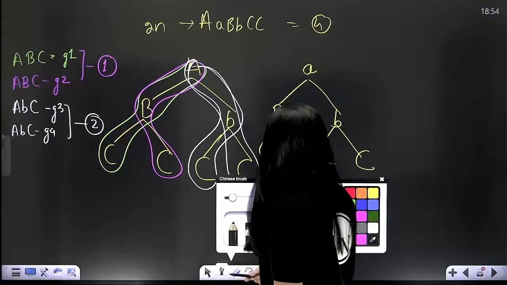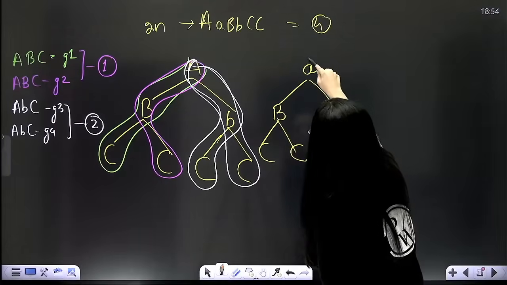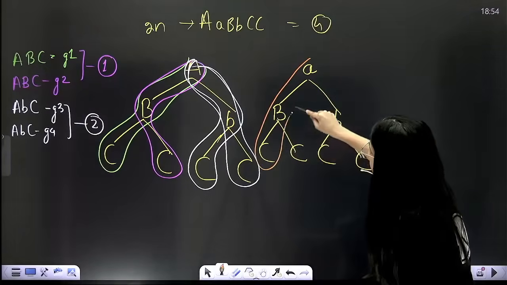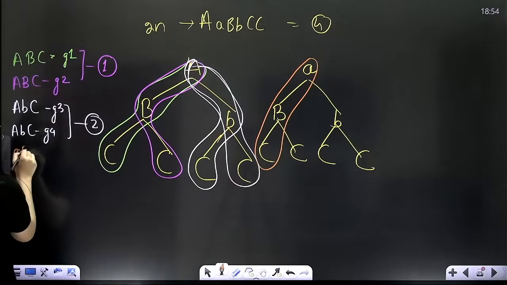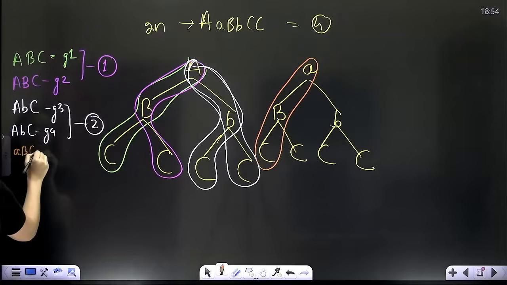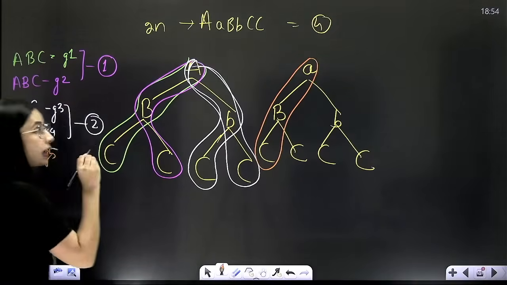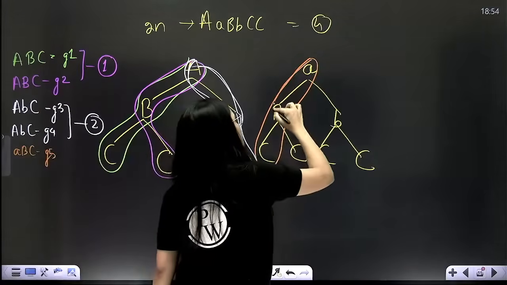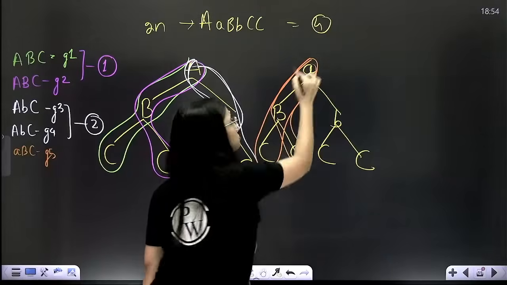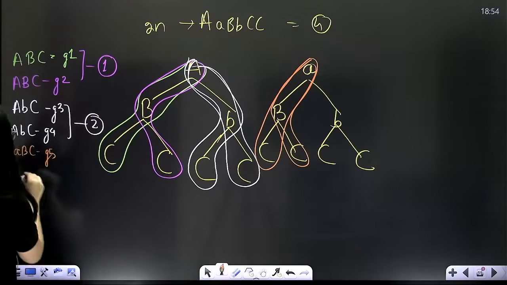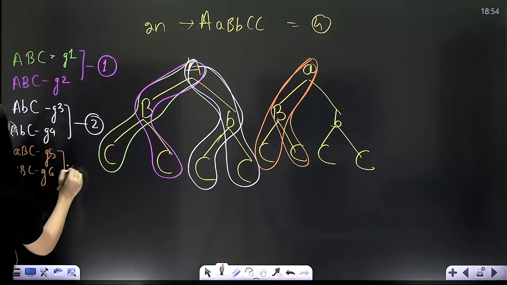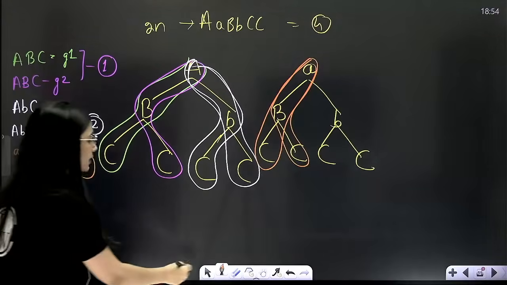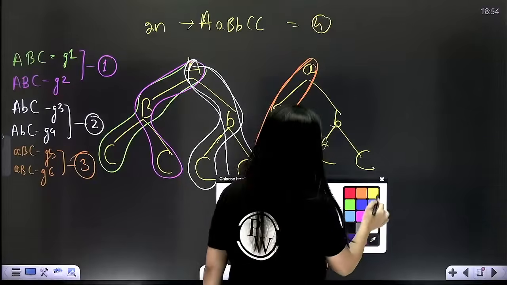Now, let's check the other sets of gametes. This is one branch. Okay. So, small a, capital B, capital C, G5. Another branch. Again, same gamete. So, G5, G6 will be counted as one type of gamete. So, 3 types of gametes you have obtained so far.